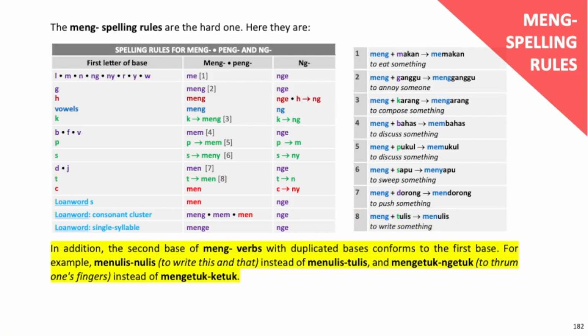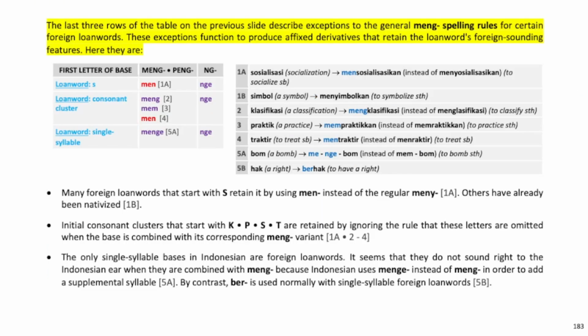In addition, the second base of meng verbs with duplicated bases conforms to the first base. For example, menulis-nulis, to write this and that, instead of menulis-tulis. And menyentuk-nyentuk, to strum one's fingers, instead of menyentuk-sentuk. The last three rows of the table on the previous slide describe exceptions to the general meng spelling rules for certain foreign loanwords. These exceptions function to produce affix derivatives that retain the loanword's foreign-sounding features.